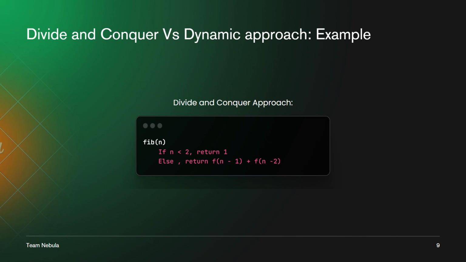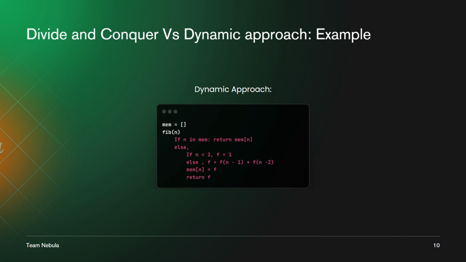Fibonacci series example. The fib function calculates the Fibonacci number for the given input n using a divide and conquer approach. If n is less than 2, it returns 1. Otherwise, it recursively calculates the Fibonacci numbers for n-1 and n-2 and adds them together.